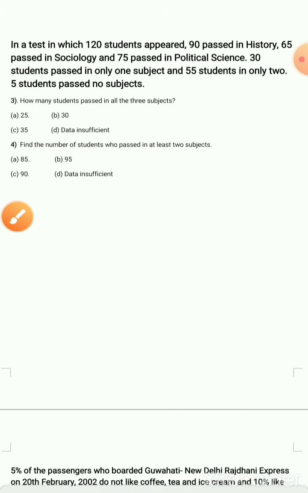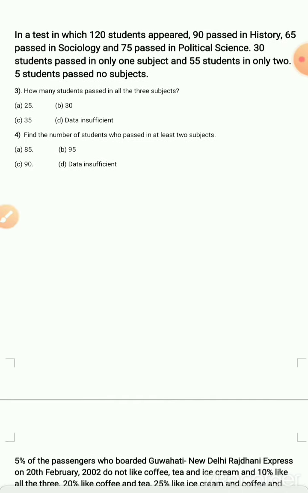Now next is: find the number of students who pass in at least 2 subjects. Students who pass in at least 2 subjects are students who pass in 2 subjects or pass in 3 subjects.